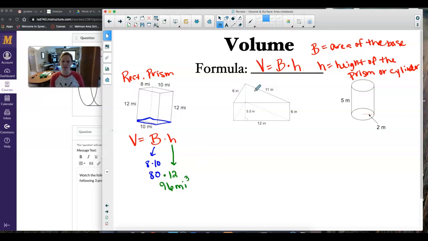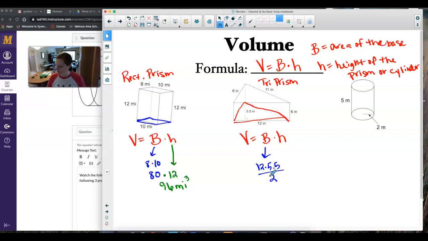The next one is a triangular prism. For a triangular prism, we still do volume is area of the base times the height. This time, the base is this triangle. Okay, so let's start with that triangle. We'd have to do 12 times 5.5 divided by 2. So I'm going to grab my calculator. 12 times 5.5 divided by 2 is 33.